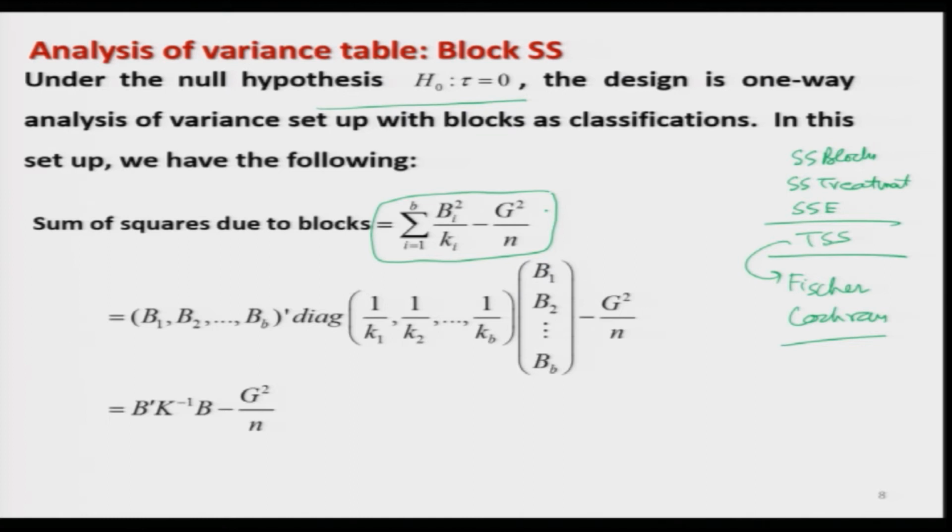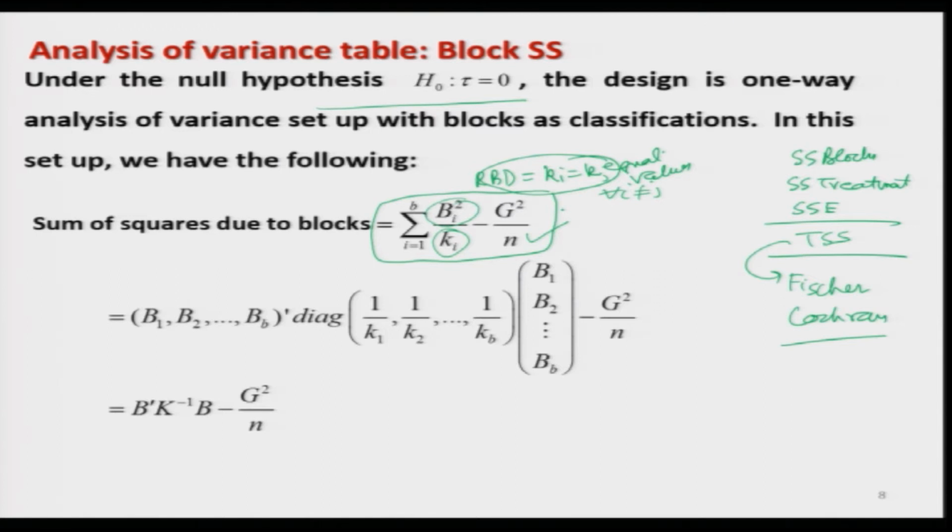Now, remember one thing: in the case of RBD, you had taken all the blocks of the same size. So k_i was equal to k, that is, k1, k2, up to kb were all the same, or I can write k_i equal to k_j for all i not equal to j. Now you want to translate that expression to your setup. So I can write summation i goes from 1 to p, B_i square upon k_i, where k_i is the number of plots in the ith block, minus the correction factor G square upon n.